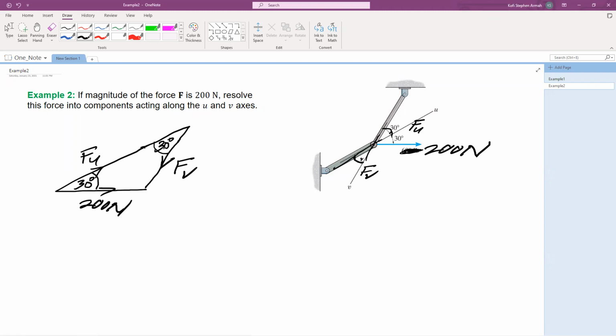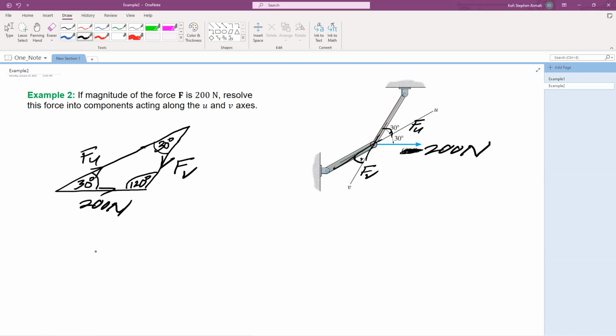So 30 add 30, that is 60. Angles in a triangle add up to 180. So we take 60 from 180, you get 120. So this angle here is 120 degrees. So we got our triangle, and we just have to find the sides of the triangle. So we are finding FU and then FV.